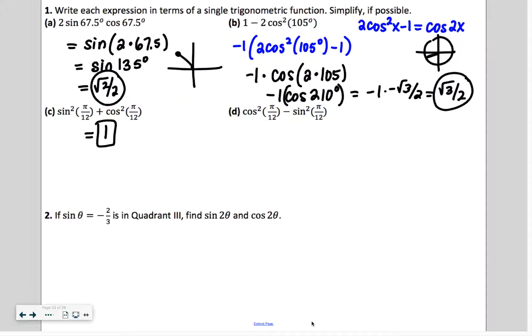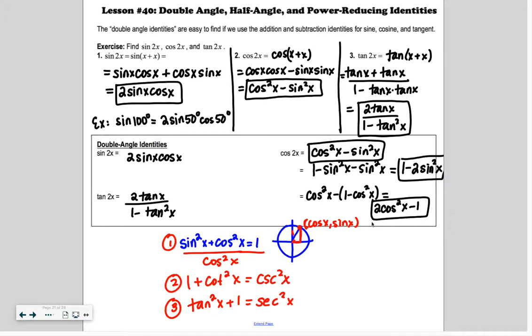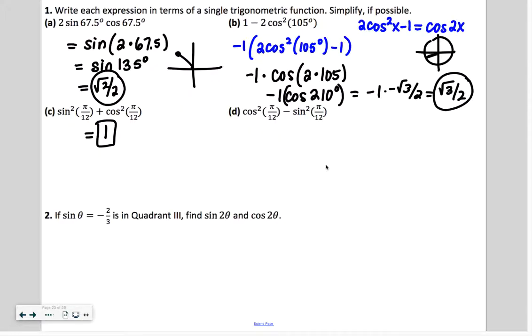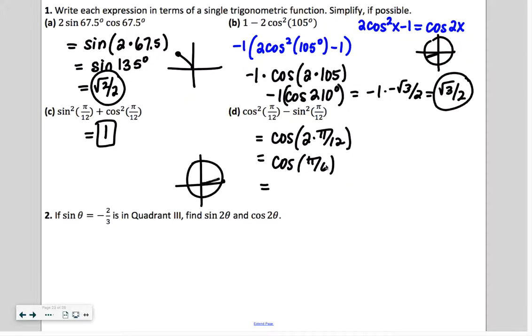But what about cosine squared minus sine squared? Is that a double angle one? Go back and look. Oh, yeah, it's the cosine of 2x, remember? Because cosine of x plus x was cosine x cosine x minus sine x sine x. So it ends up being cosine of 2 times pi over 12, which is cosine of pi over 6. Yeah, so pi over 6 is over here, right? Which, as Christian's saying, is root 3 over 2. Exactly.